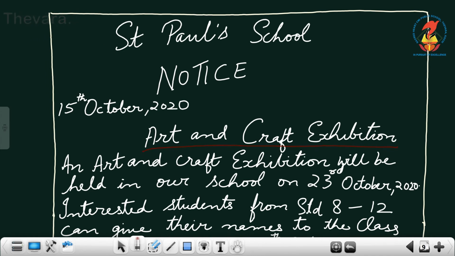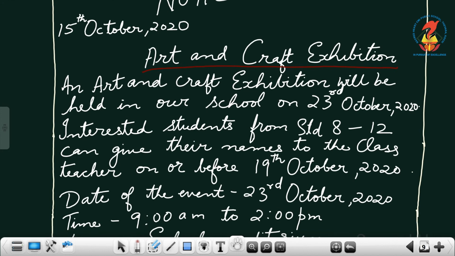So when you read this heading, you will come to know that the notice is about the Art and Craft Exhibition. Then you start writing the contents. So you are writing an Art and Craft Exhibition will be held in our school. So the date you have to add, it's not given in the question. So you will write your own date, 23rd October 2020. Interested students from class 8 to 12 can give the names to the class teacher on or before the deadline. The date is mentioned here. So before 19th or on 19th, you can give the names.